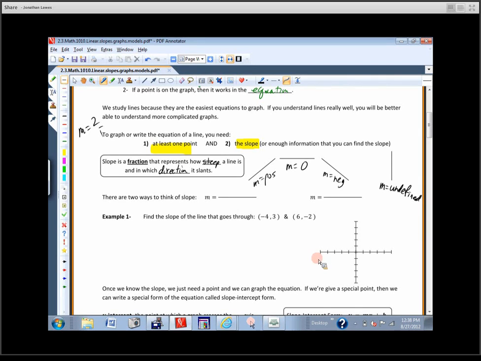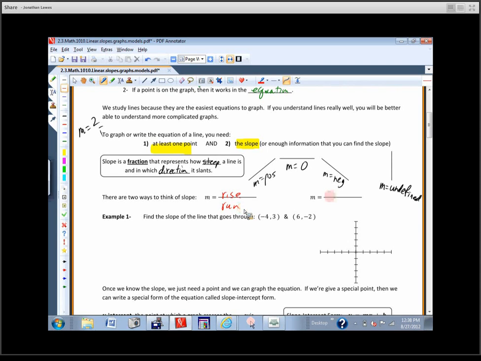So there are usually two different ways to think of slope. You've probably heard these before. Slope is the rise over the run. Rise is whether you go up or down. Run is whether you go right or left. And then there's a formula for slope. Does anybody know the formula that helps us figure out the slope?